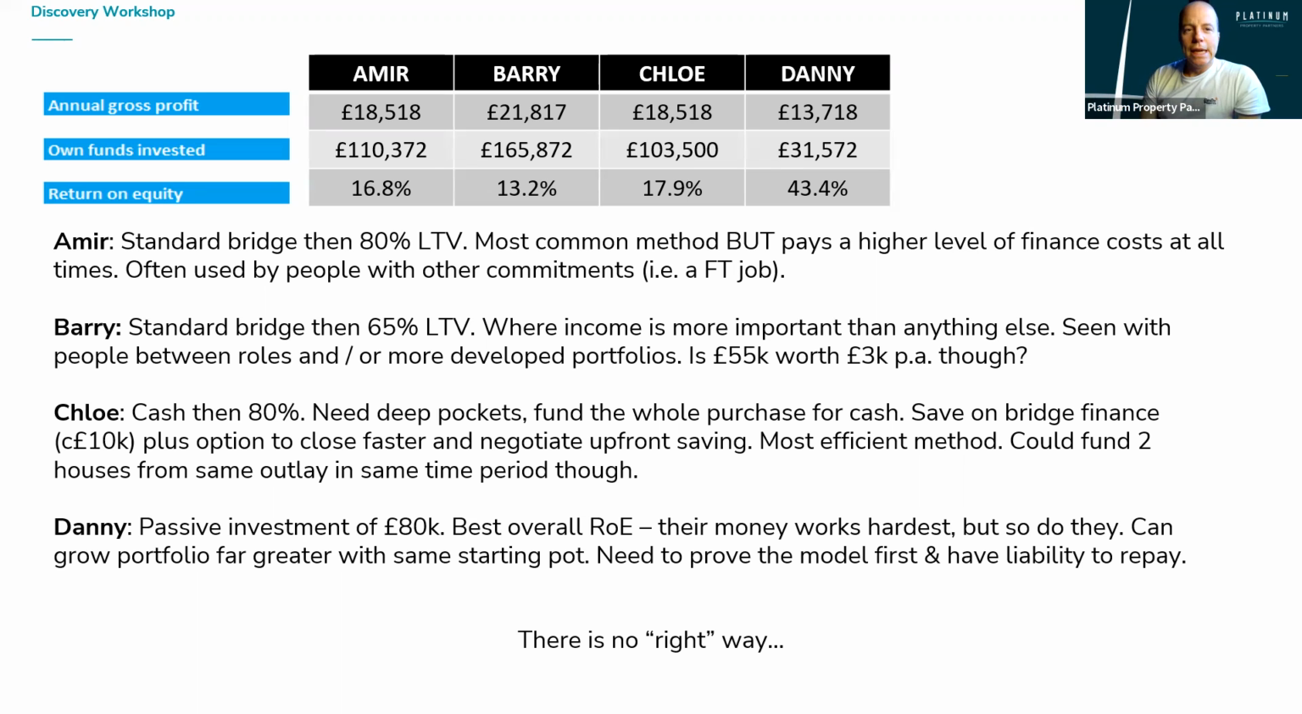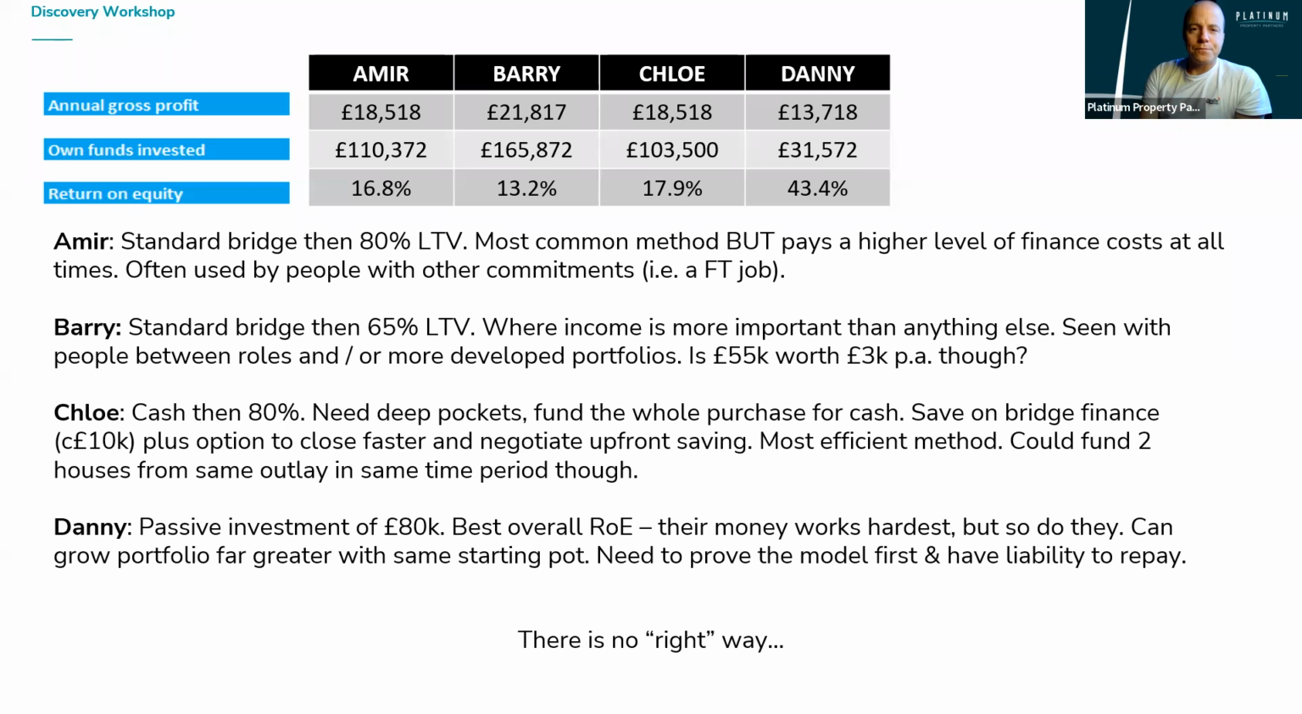The next one along, Chloe, she's got the same operating profit as Amir, but a higher return on equity, and less funds invested. What she's managed to do is she bought the house outright for cash. So she didn't incur any of the financing costs during the refurbishment phase. That means there's less money tied up, and the money that is tied up is working harder because the ongoing costs are the same as the first scenario, but with less capital deployed, each pound that's in there is working that bit harder.